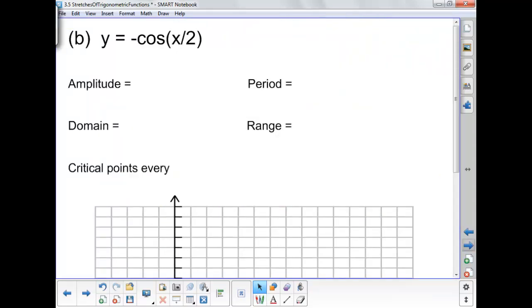Example part B. This time we're being asked to graph a cosine function, so a little different than the last one. We still want to identify the same key components at the beginning before we start. One thing that's different about this function that we did not have in the previous example is that there's a negative lead coefficient out front.